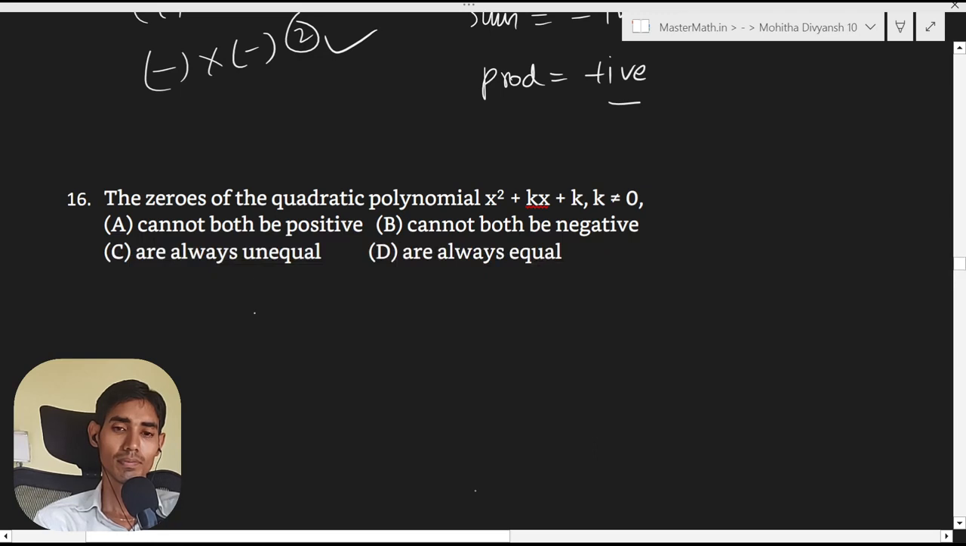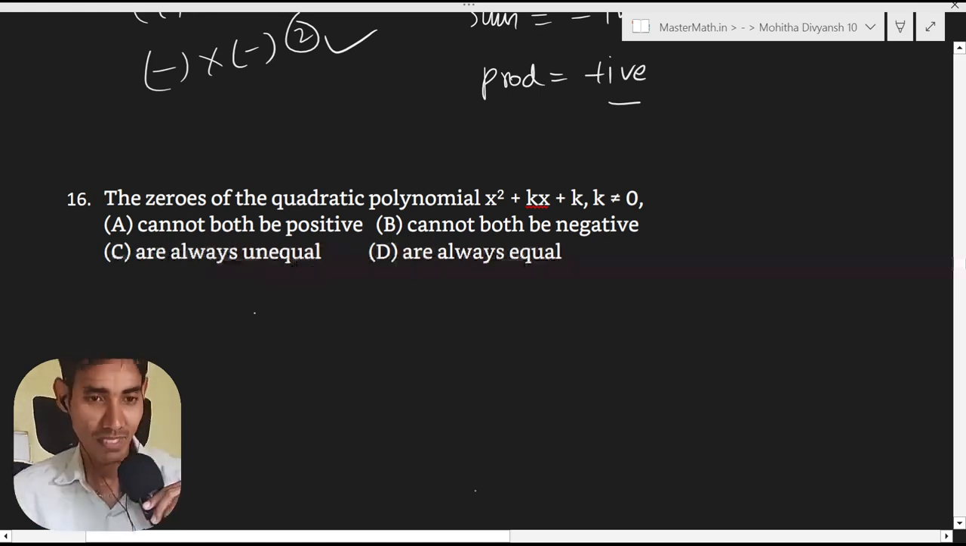Sir, A and B means the same thing. Which A and B? The options: cannot both be positive, cannot both be negative. See, cannot both be positive means, okay, we'll have some examples. You tried any example?